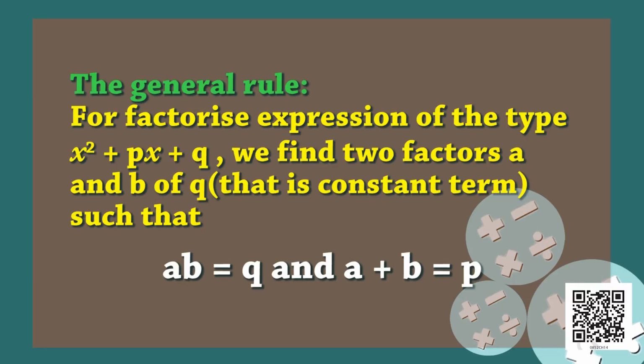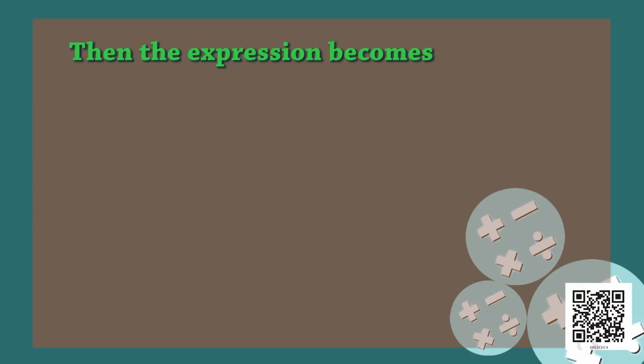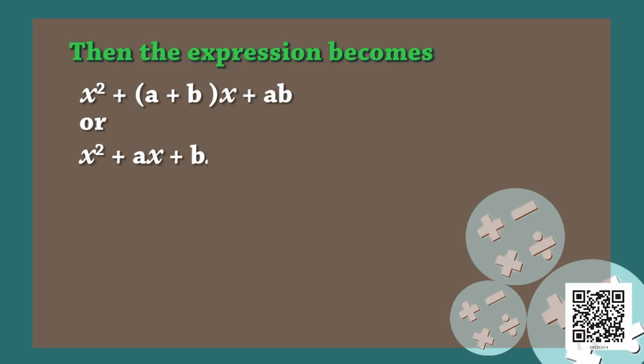To factorize an expression of the type x square plus px plus q, we find two factors a and b of q, that is the constant term, such that a into b is equal to q and a plus b is equal to p. Then the expression becomes x square plus (a plus b) into x plus ab, or x square plus ax plus bx plus ab.